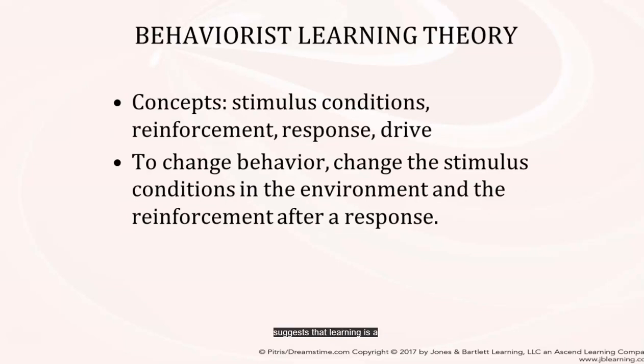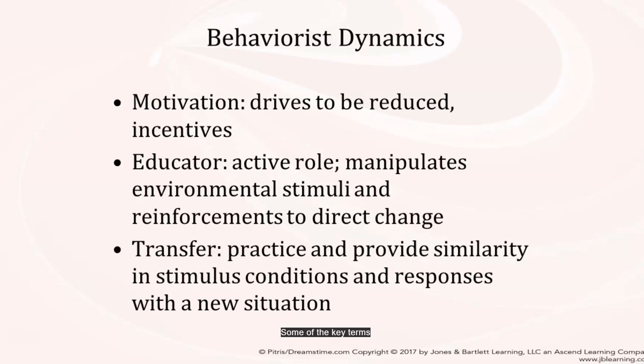It suggests that learning is a result of connections made between a stimulus, S, in the environment and the individual's response to that stimulus, R, sometimes called the S to R model. To change behavior, there must be a change in stimulus and a reinforcement of desired responses to the change in environment when it occurs. Some of the key terms in this learning theory are motivation, respondent conditioning, and operant conditioning.